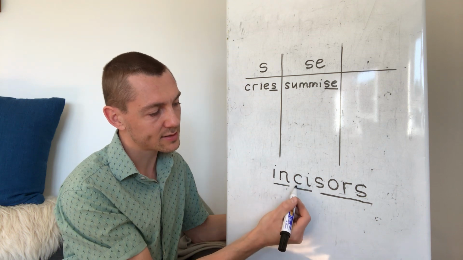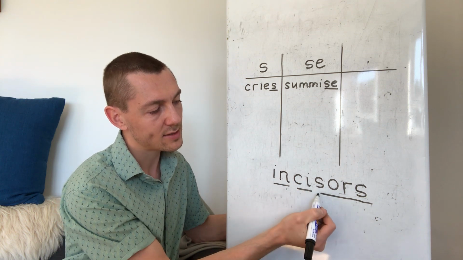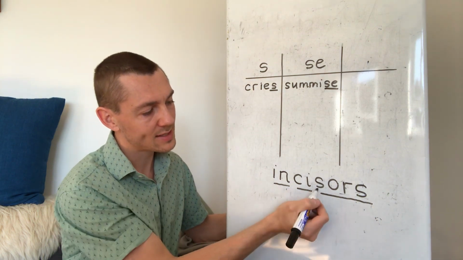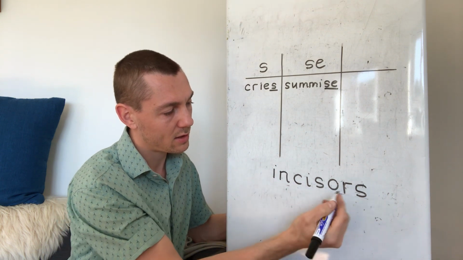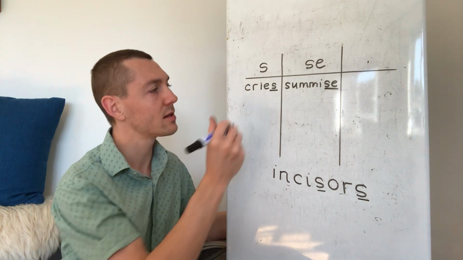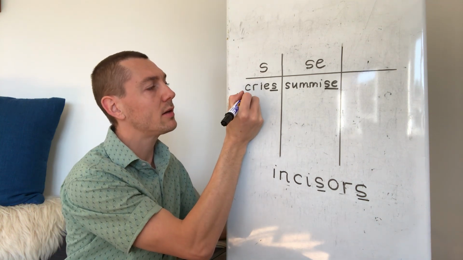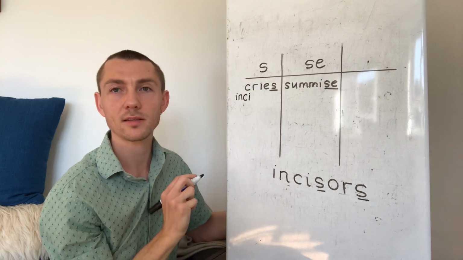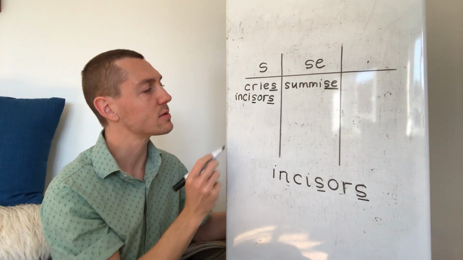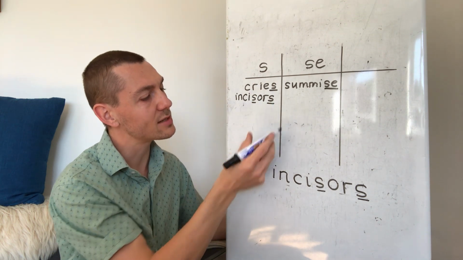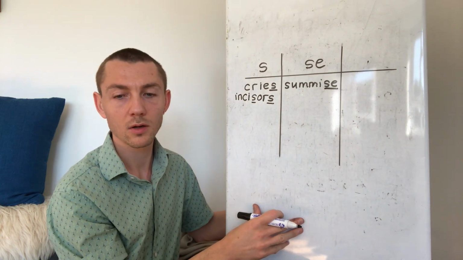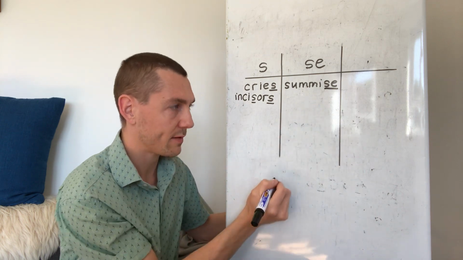In, si, zz, zz. So it's that S, isn't it? Z, z. Incisors. And we say in, si, z, or z. Zors. Incisors. Incisors. Good. What about... Okay, let's have this one.